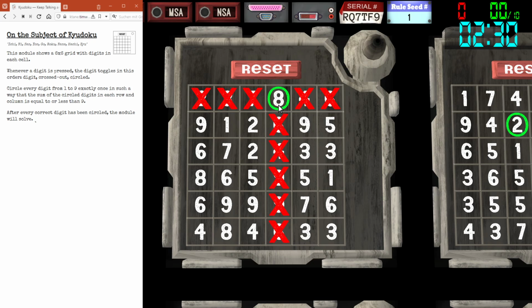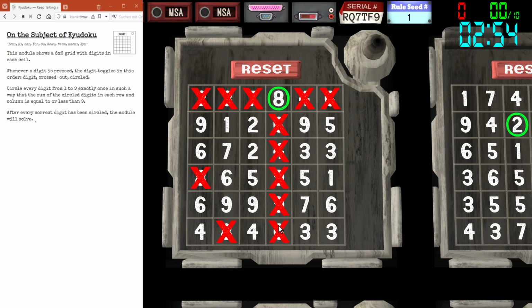Now, the manual also says that every digit from 1 to 9 is exactly circled once, which means that we can already cross out all the other 8s that are still on the grid, because we don't need them anymore. The 8 is already given. Now let's see if we can deduce something from looking at the grid.